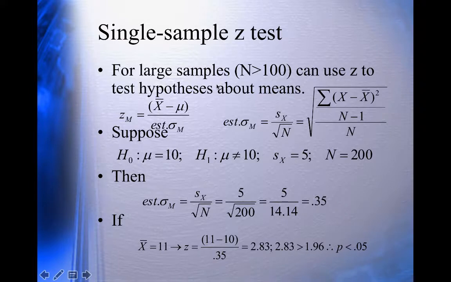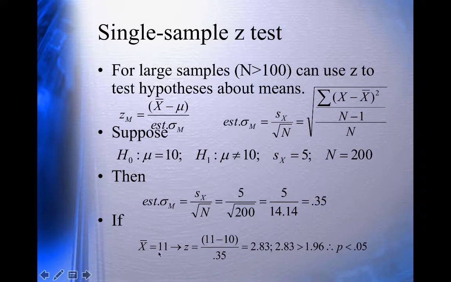So for a concrete example, let's suppose that the mean is 10. That's our null. The alternative is that the mean is not 10. The standard deviation of our observed data is 5, and we have 200 people on which this is based. Then our estimated standard error of the mean is 5 over the square root of 200. So that's 5 over 14.14, and that's 0.35.